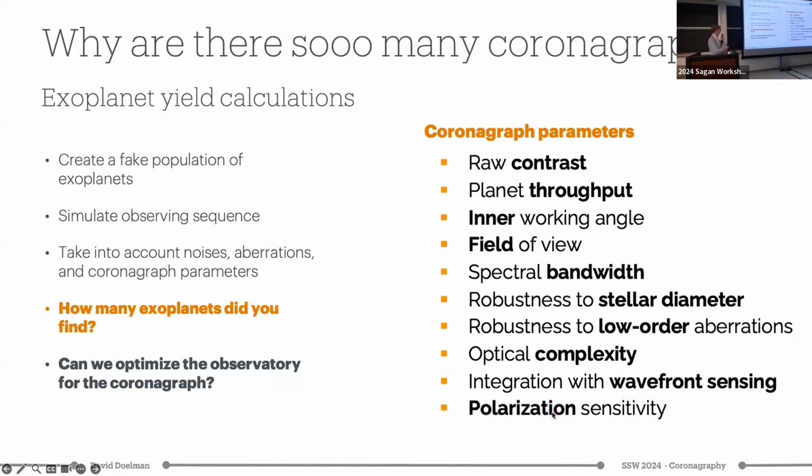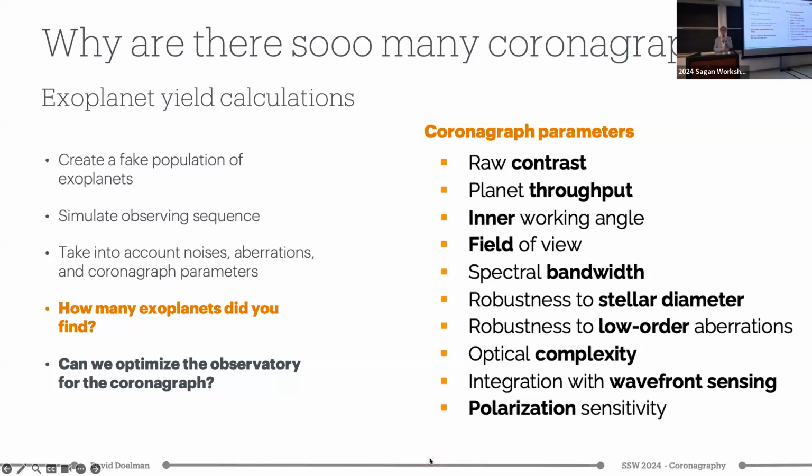So it's very complex. And so we take all this, we put it in, we create a fake population of planets, we simulate the observing sequences, and then we take into account all the noises, aberrations, the coronagraph parameters. And the only question we're asking ourselves: how many planets did this mission find? And so this is a way to fairly compare all these coronagraphs with their different performances. And ultimately, we can even ask ourselves the question: can we change the observatory or our scheduling to better match and get a higher exoplanet yield?